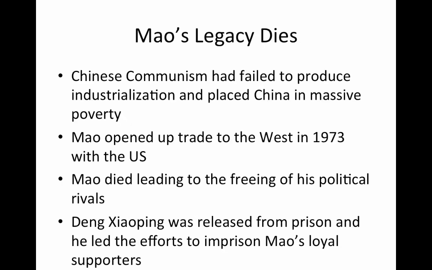Mao's legacy. Chinese communism had failed to produce industrialization and placed China in massive poverty, both within China and on an international basis. So, in 1973, Mao opened up trade to the West with the United States. But then Mao died, leading to the freeing of his political rivals, the most important being Deng Xiaoping. Deng Xiaoping was released from prison, and he led the efforts to imprison Mao's other loyal supporters who were left over.